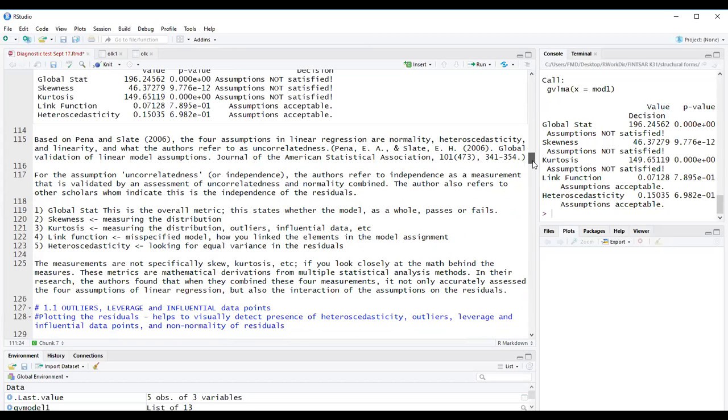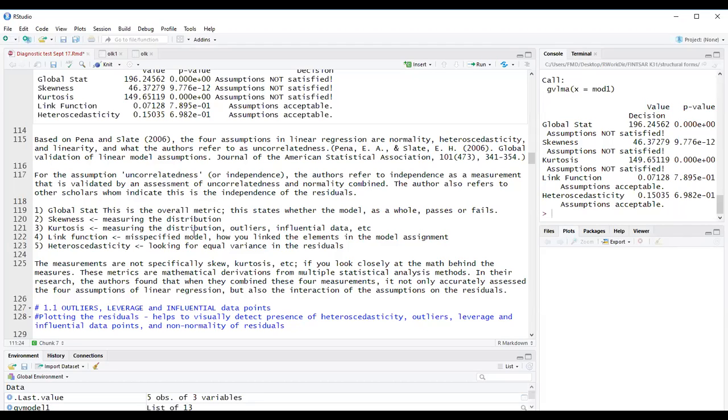Tapos ano pa? Skewness, measuring the distribution, hindi normally distributed yung error terms natin. Tapos hindi din siya normally distributed kasi yung kurtosis, it tells us of the possible presence of outliers and influential data. Okay?